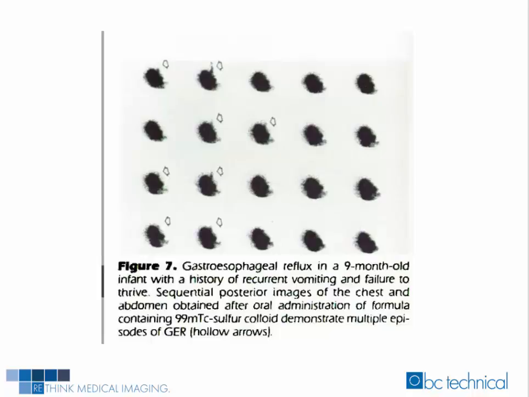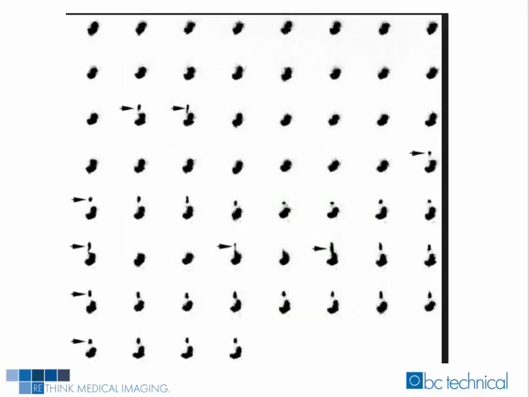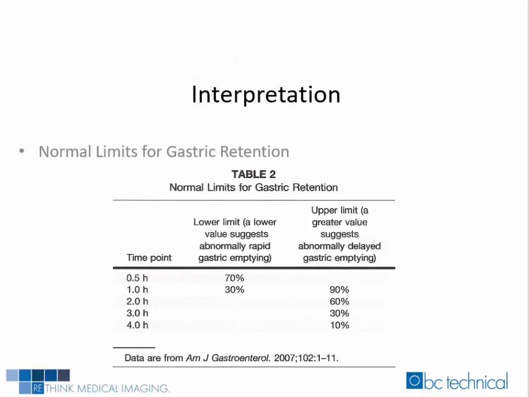This is an example of gastroesophageal reflux seen in a 9-month-old infant after ingestion of technetium-labeled sulfur colloid formula. This is a second example of gastroesophageal reflux seen throughout the dynamic imaging phase of a gastric emptying study. Interpretation criteria is as follows. The consensus guidelines are listed here.